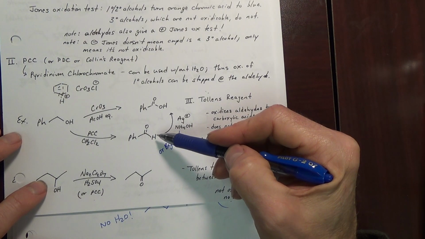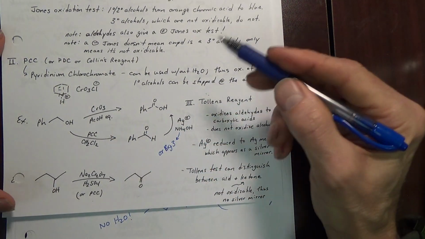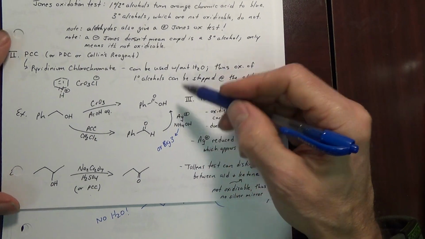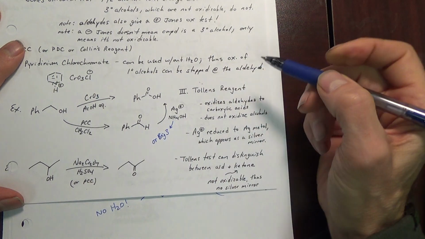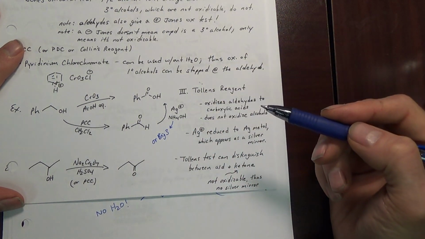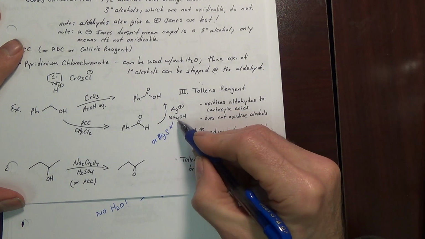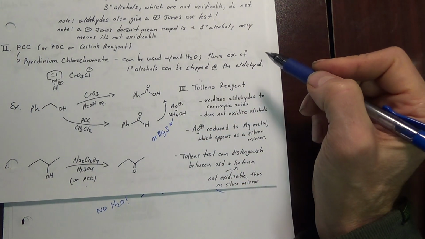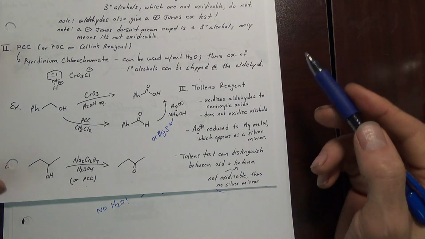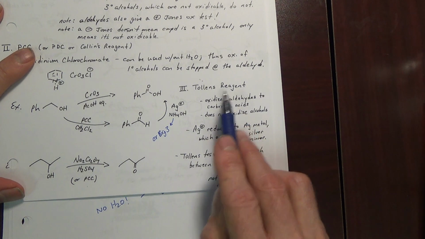PCC will not. Well, maybe if you use water. If you added water, it would. Or the big three. But a specialized reagent that is common to oxidize an aldehyde to the carboxylic acid is silver ion, Ag+. You often use ammonium hydroxide with it because it helps solubilize the silver ion. And the silver here is called the Tollens reagent.